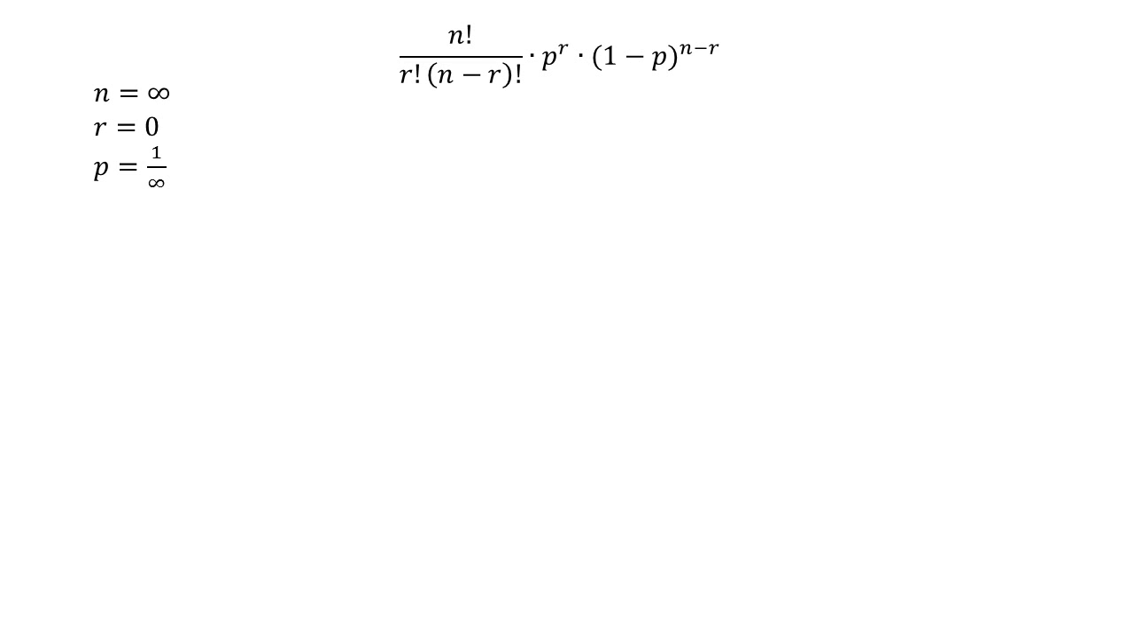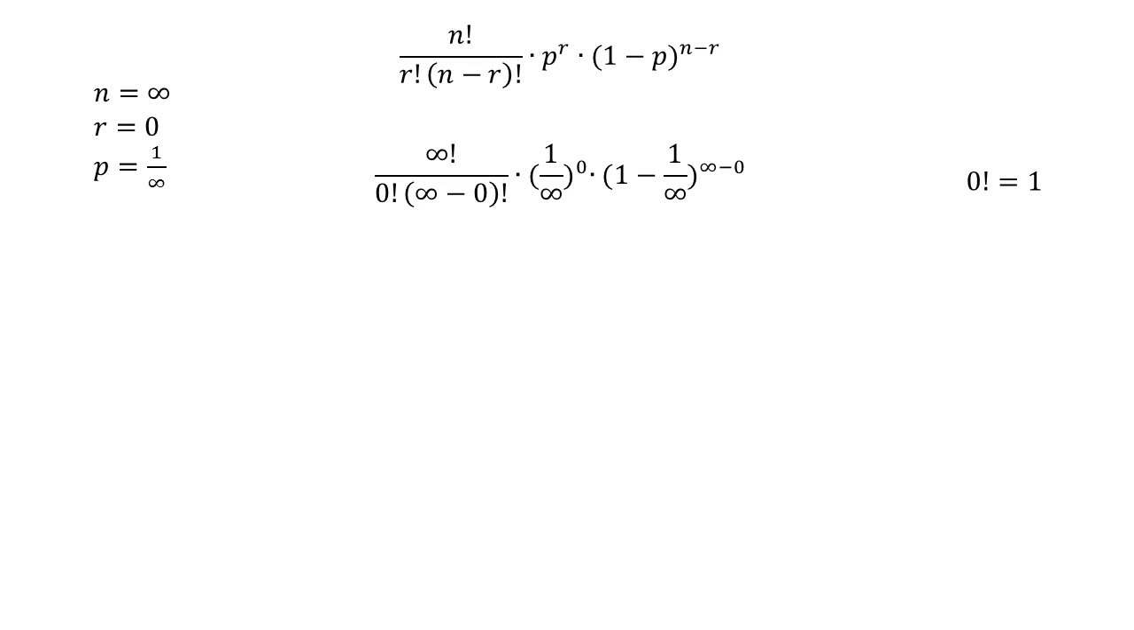So let's substitute these values in. We're going to get infinity factorial over 0 factorial times infinity minus 0 factorial, times 1 over infinity to the 0, times 1 minus 1 over infinity to the infinity minus 0. Now, I want you to keep in mind, mathletes, that 0 factorial is equal to 1. If you want a proof of this, I'll show you during class.